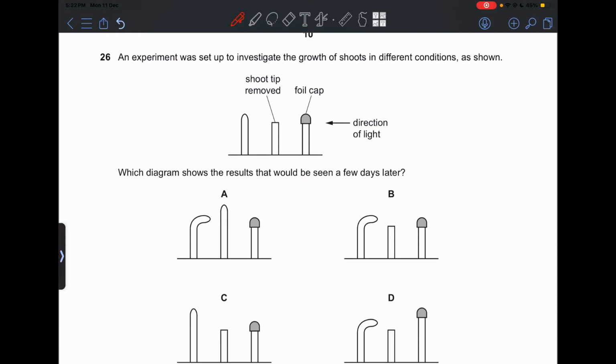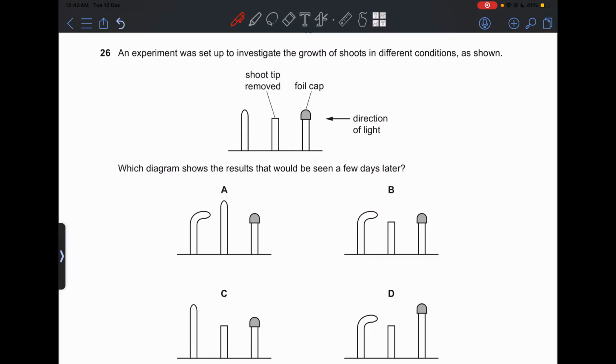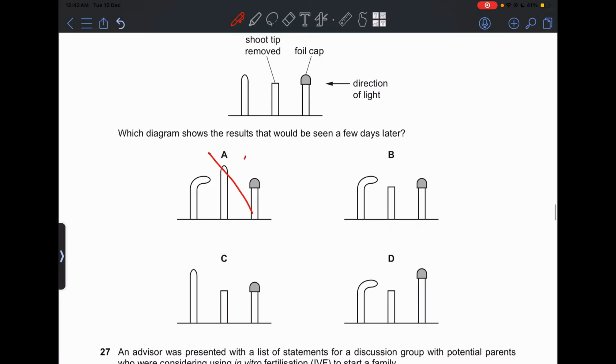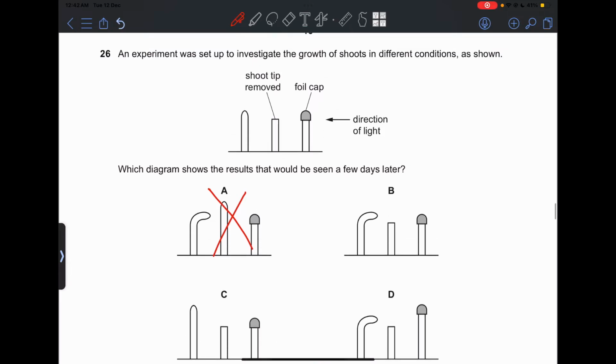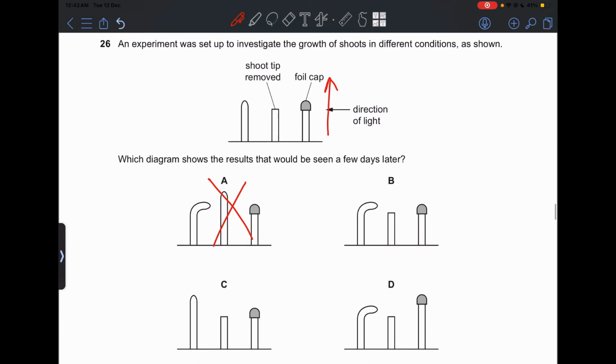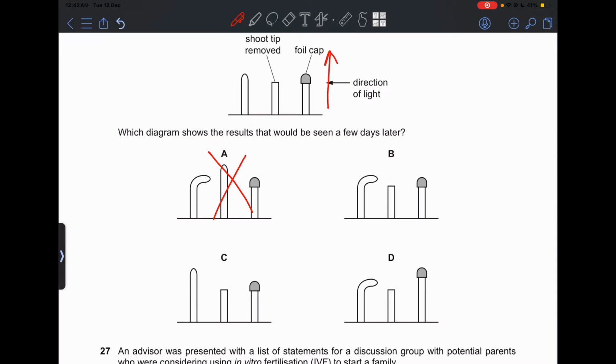26. An experiment was set up to investigate the growth of shoots in different conditions as shown. Which diagram shows the results that would be seen after a few days? So in A, we can see that the middle plant over here grew, even though it is stated over here that the shoot tip is removed, so it should not grow, it will stay the same. So this is an incorrect answer. Now for B, it shows that the last one, which has a foil cap, we know if there's a foil cap, then the plant will go up in a straight way, and the other one over here will bend towards the direction of the light, which is coming from this direction.